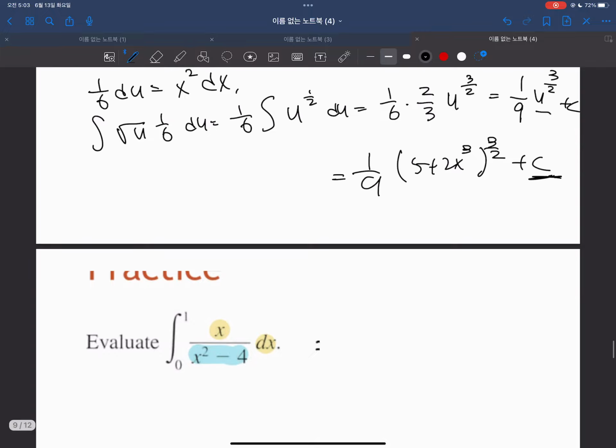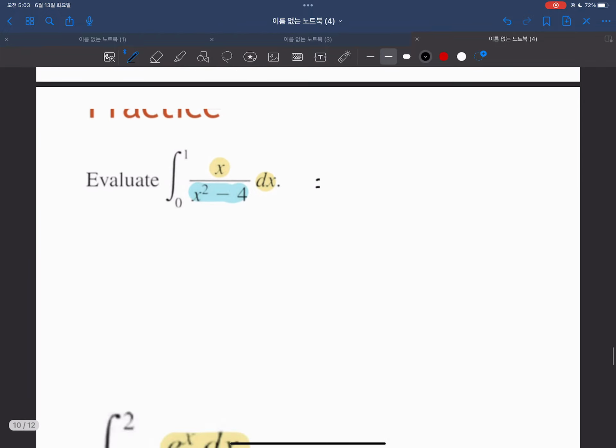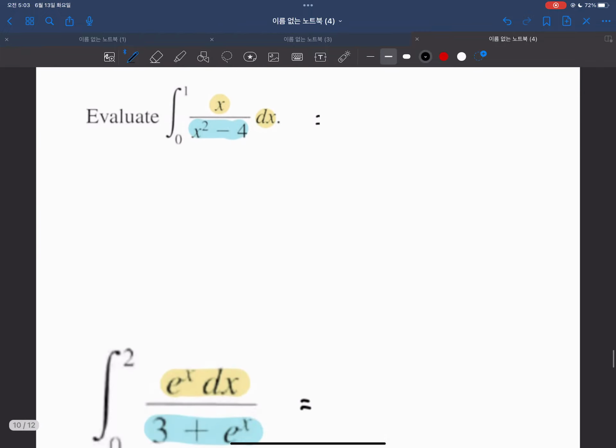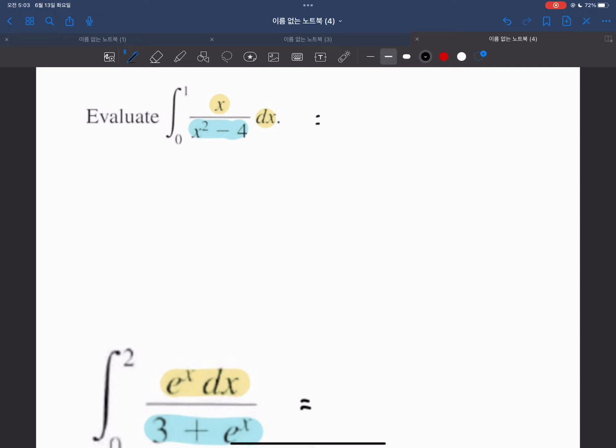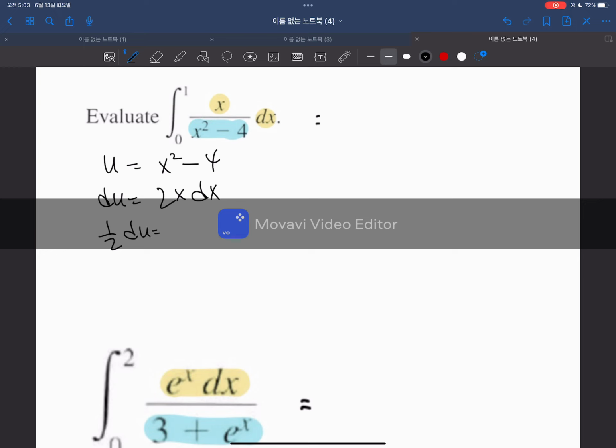Next one. In this question, we usually set the expression in the denominator as u because it is easy to cancel out the expression in the numerator when we change into u substitution. So we put u as x squared minus 4. du will be 2x dx. So 1 over 2 du will be x dx.